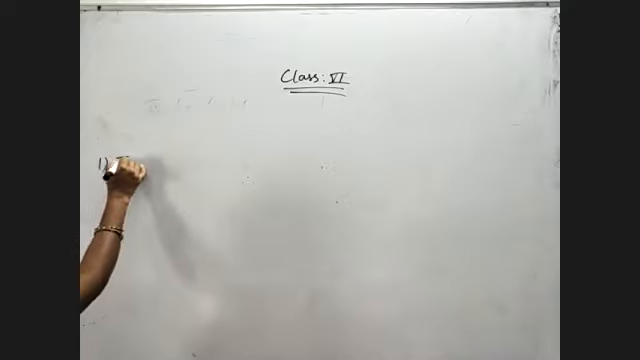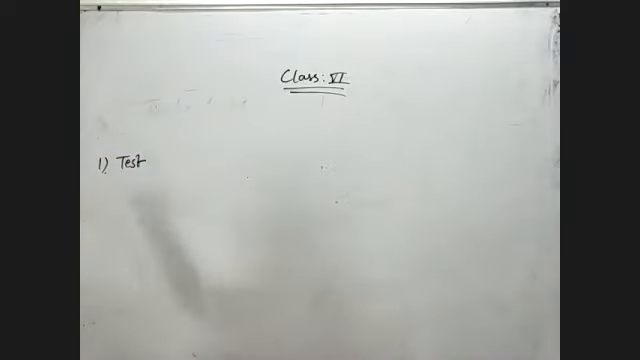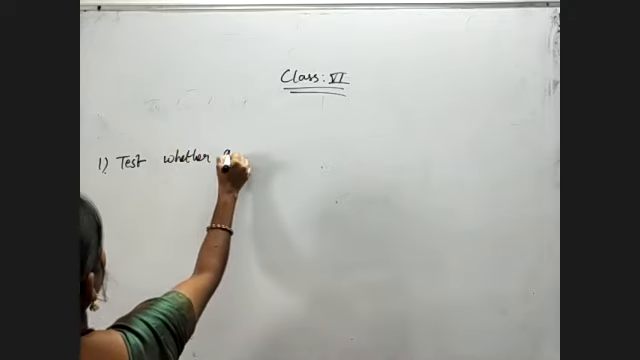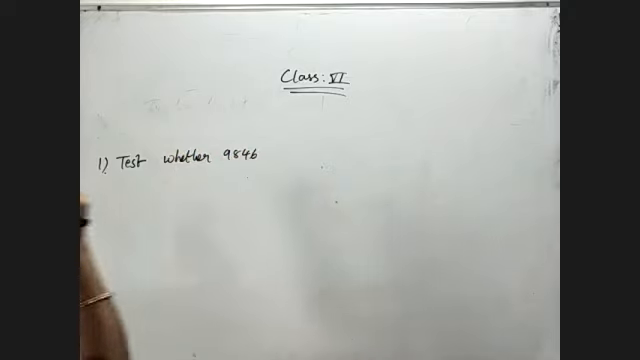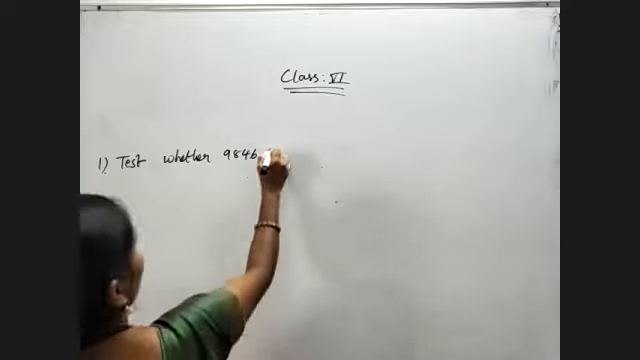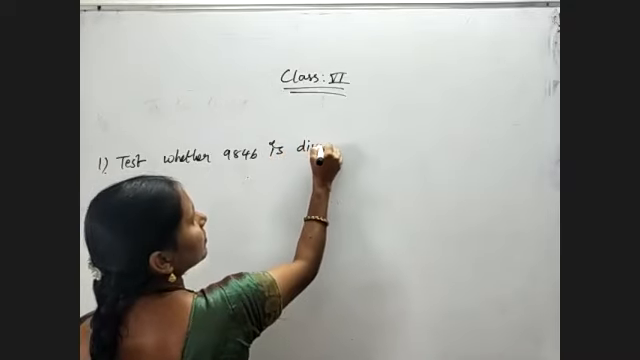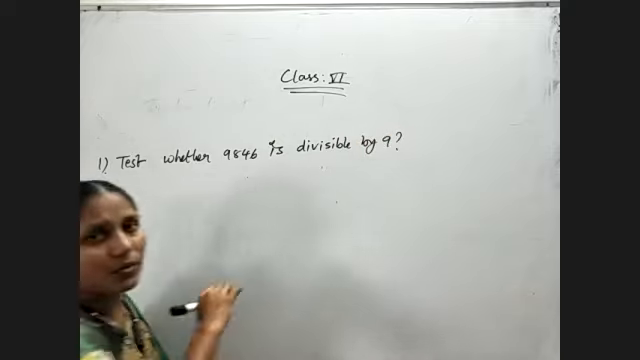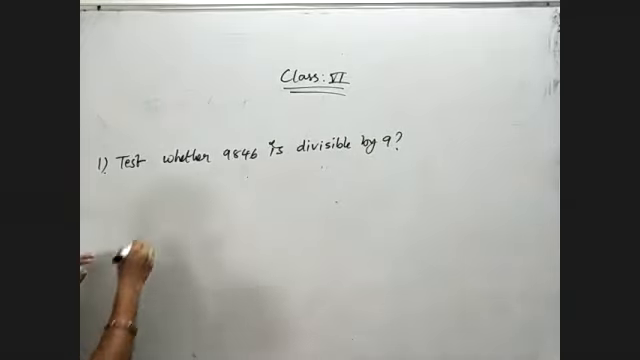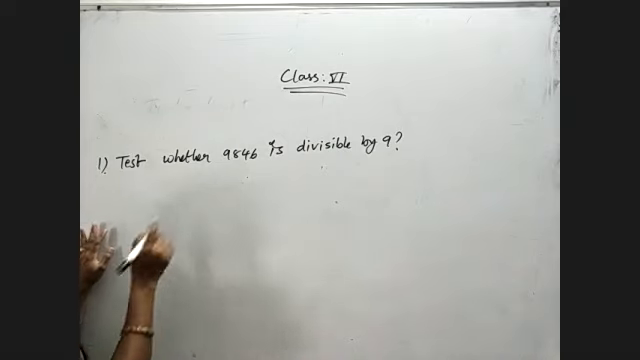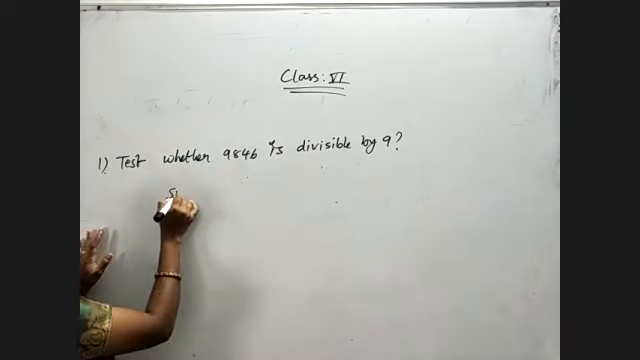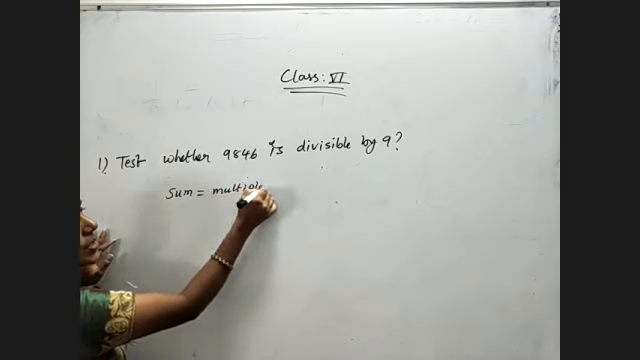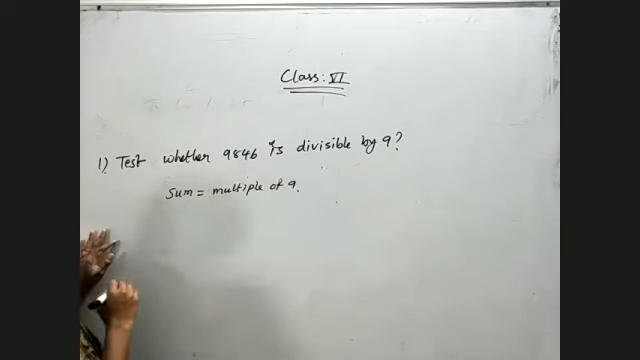Test whether 9846 is divisible by 9. So 9 divisibility rule they are asking. What is the divisibility rule of 9? If the sum of the digits is a multiple of 9, then only the number is divisible by 9. Otherwise, it is not divisible by 9.